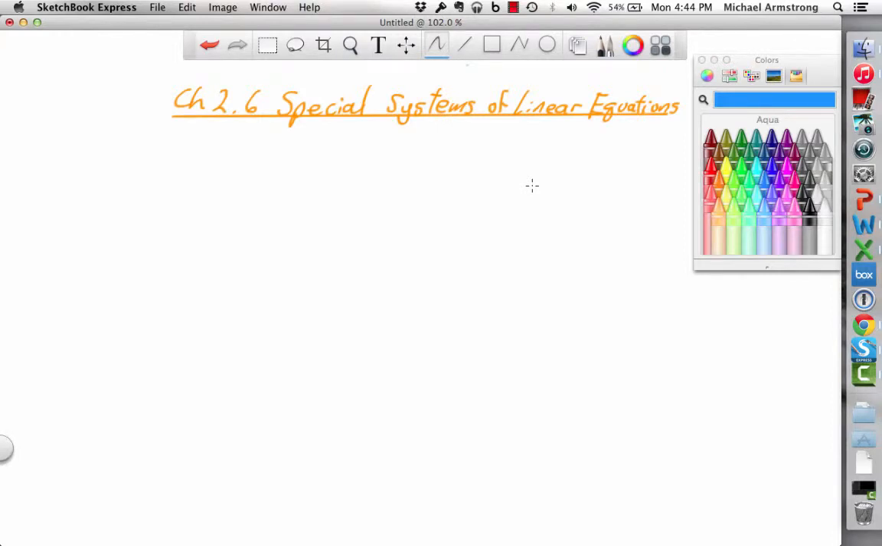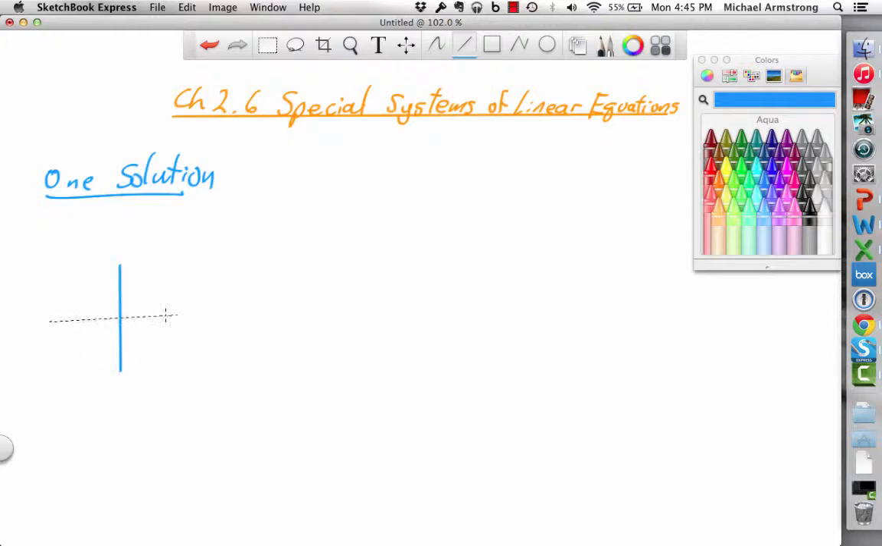Okay, we're in chapter 2.6, Special Systems of Linear Equations, and we need to review real quick. We've got some options. A system of linear equations can have one solution, no solution, or infinitely many. Let's show you real quick one solution. And we'll explain that as we go because you might not remember.